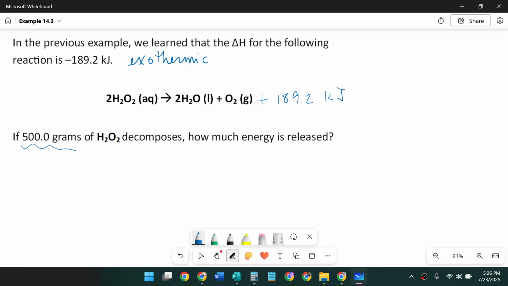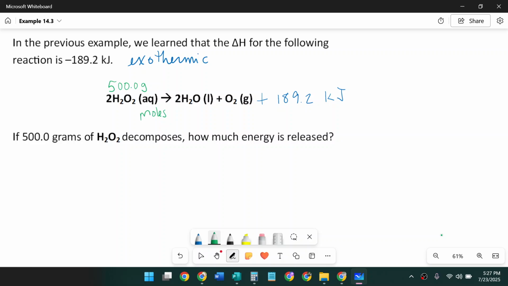We've been given a mass of our only reactant, and they want to know how much energy is released. Well, this reaction right here tells us that for every 2 moles of H2O2 that we put through the reaction, we're going to have 189.2 kilojoules of energy released. So we need to start by converting some things from what they are given to what we need. So we're given 500.0 grams.